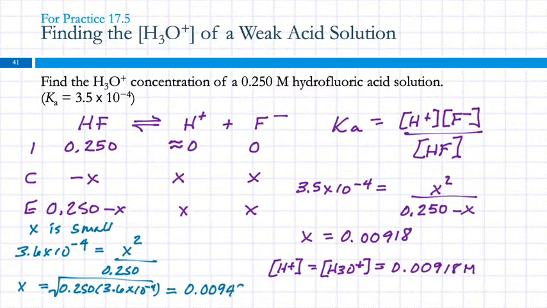0.00949. So, because the Ka has two significant figures, it's probably most correct to say that this has two significant figures, and then that difference between 0.0092 and 0.0095 is not concerning. Any questions?